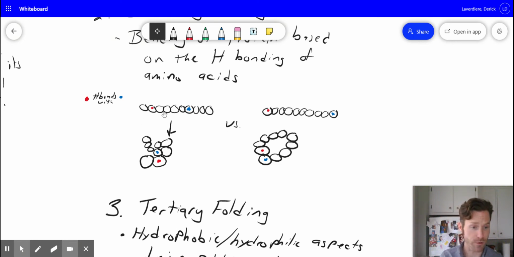And it's not going to be this simple. There's a lot of different hydrogen bonds happening at a lot of different times. Right? But that's the general gist of it. So different areas of hydrogen bonding result in different bending patterns.